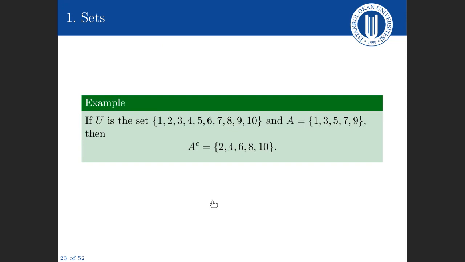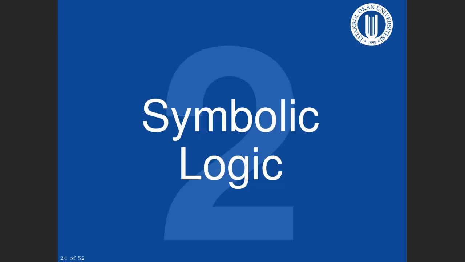For example, if U is the set of numbers 1, 2, 3, 4, 5, 6, 7, 8, 9, 10, and if A is the set of odd numbers in U, then the complement of A, that's every element in U which is not in A, so not 1, not 3, not 5, not 7, and not 9, because these are all in A, which numbers are we left with? We're left with 2, 4, 6, 8, and 10. So the complement of A is {2, 4, 6, 8, 10}. We're going to need this notation later, particularly when we do probability, but also when we do calculus.